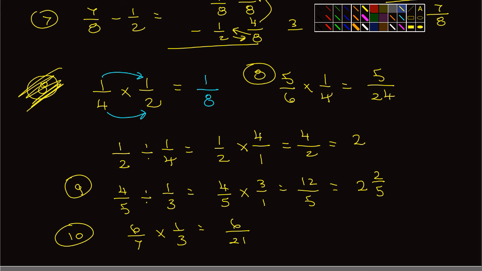Is there a number that will go into 6 evenly and 21 evenly? Yeah, I think there is. 3 goes into 6 twice. 3 goes into 21 7 times. So the final answer would be 2/7.